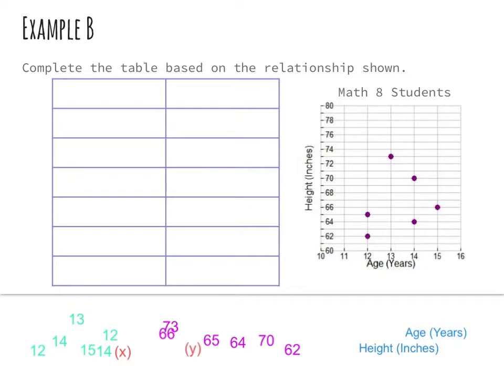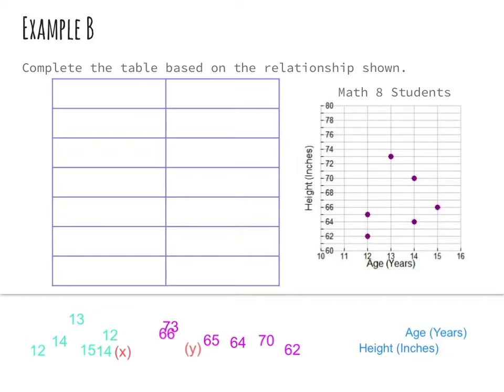So example B says complete the table based on the relationship below. So this time they've given me a graph. Last time they gave me a table and told me to put it in a graph. This time they've given me a graph and they would like me to put it in a table. So it says the Math 8 students, and across the bottom it says their ages in years, and then how tall they are in inches.